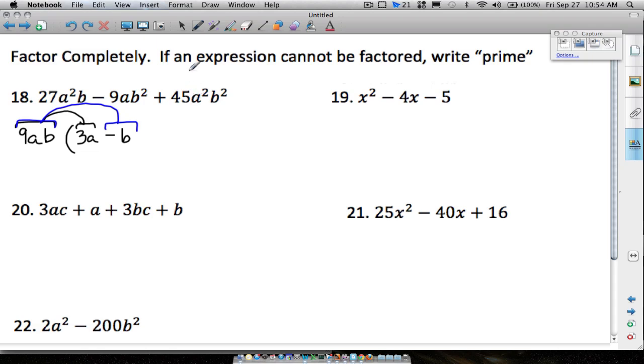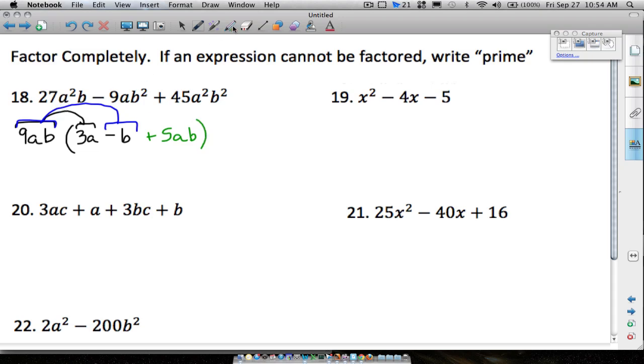And now this last piece here. 9 times 5 is going to give us 45. We need an a squared. All we have over here is 1a, so we need an extra a over here. And all we have over here is 1b, so we need an extra b to get the b squared.